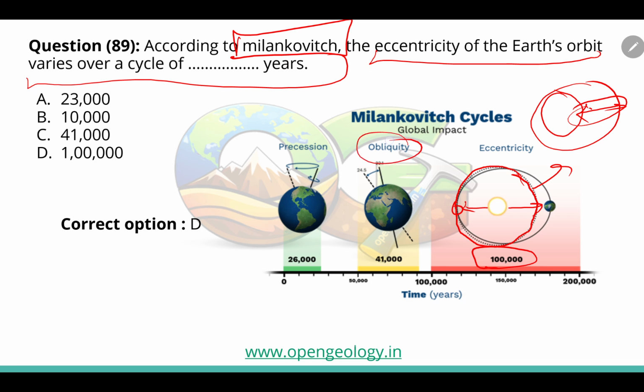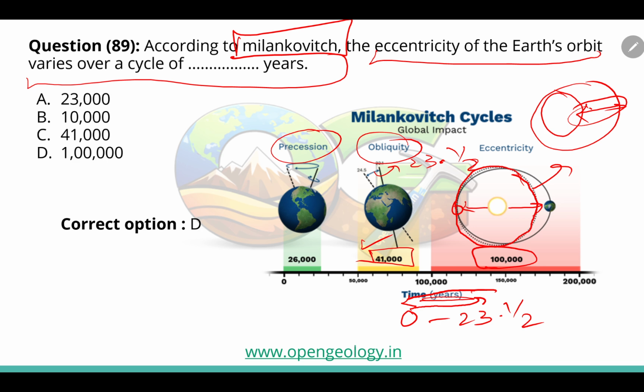Then there is obliquity. That means the current axial tilt is 23.5 degrees. Now this is also changing between 0 degrees and 23.5. So it is changing from 0 to 23.5, and again it will come back, and the time period is 41,000 years. So it will take 41,000 years.